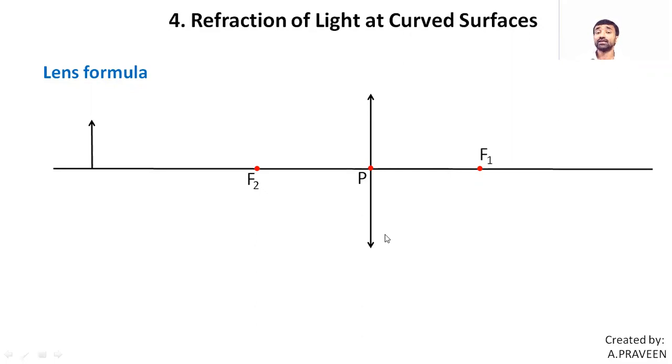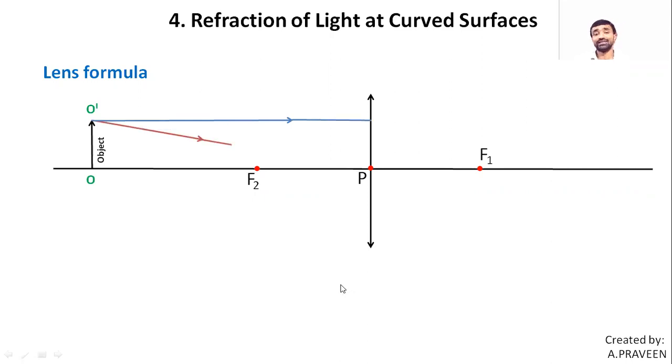Simply considering the situations: parallel to the principal axis and passing through the optic center. From the top of the object, consider two rays. One is parallel to the principal axis. After refraction, it passes through the focus. We know that. Then a ray passing through the optic center remains undeviated. So complete that first undeviated ray.